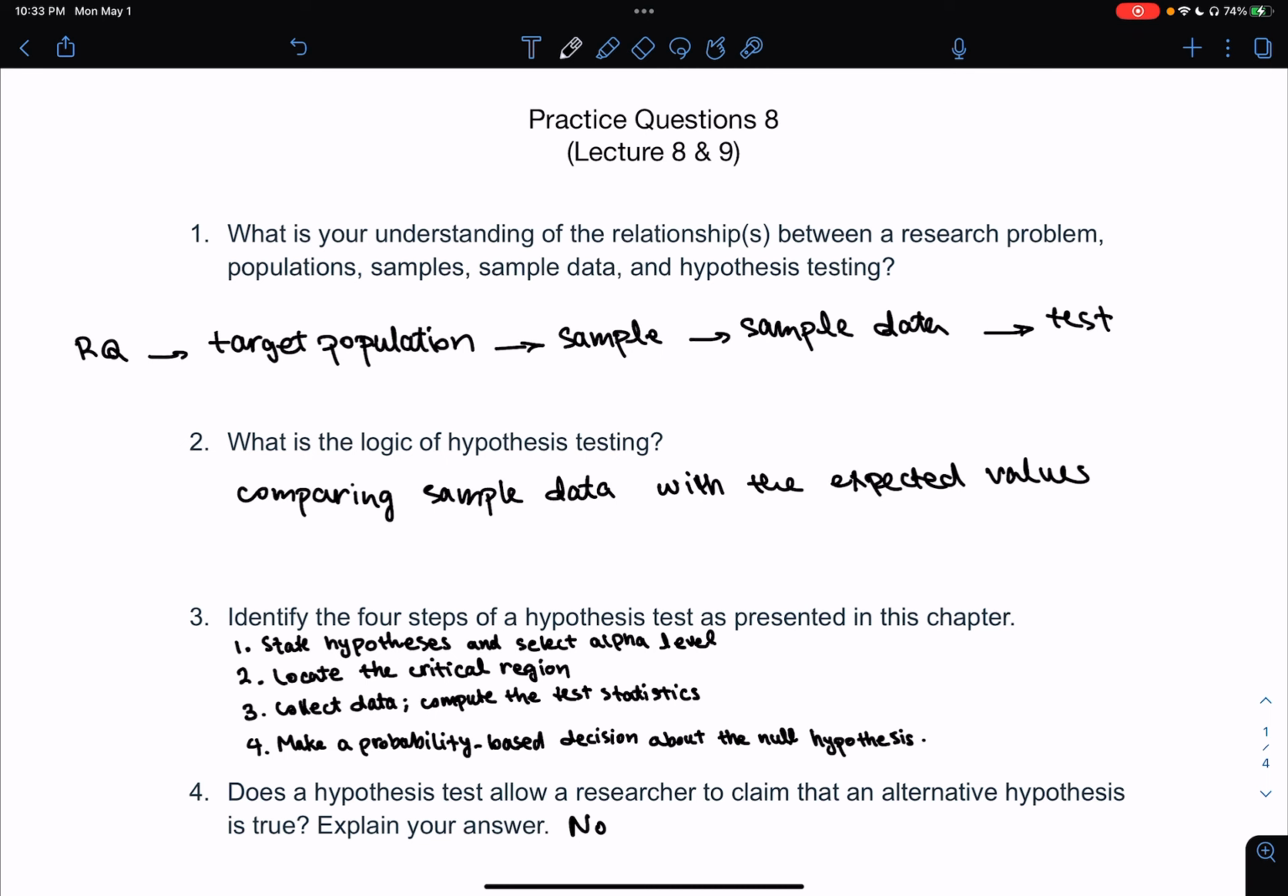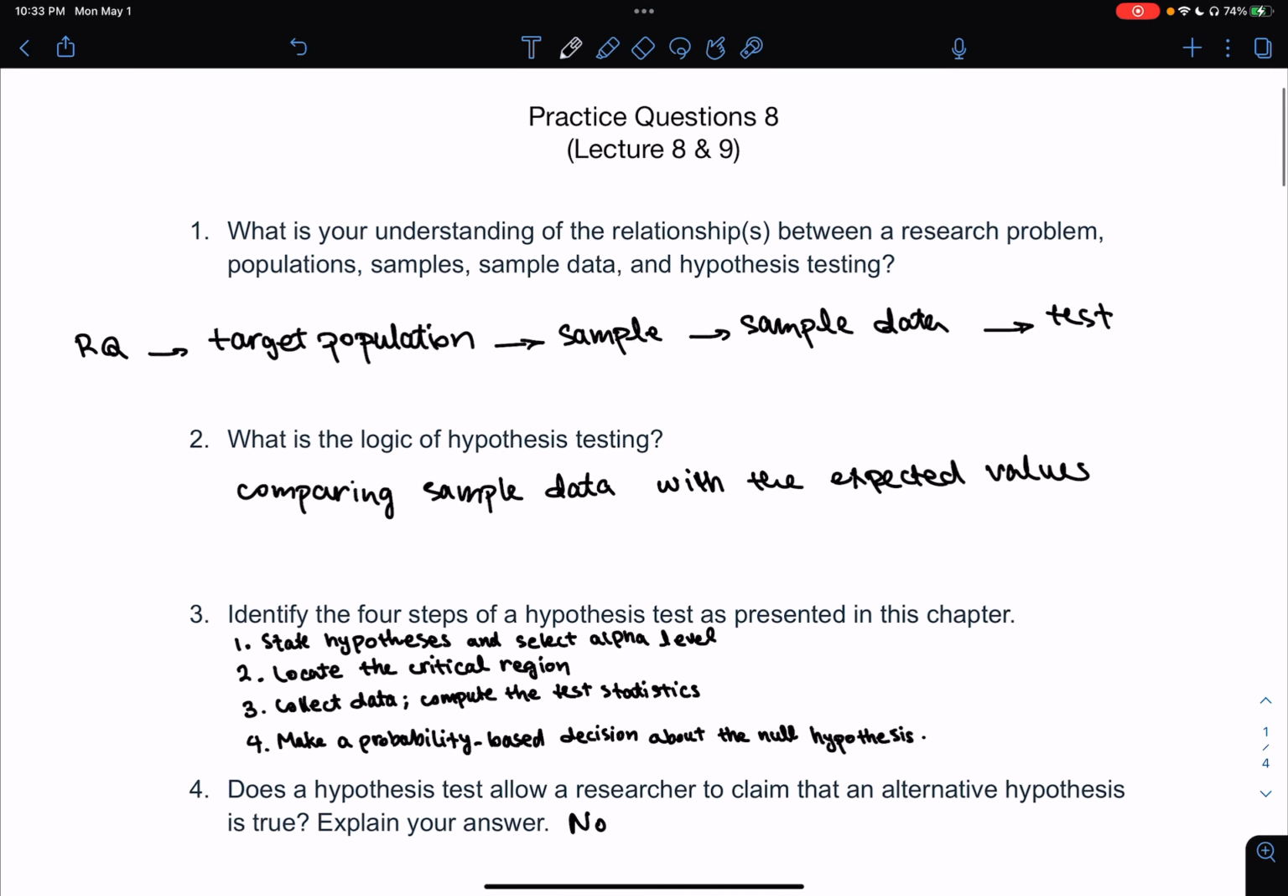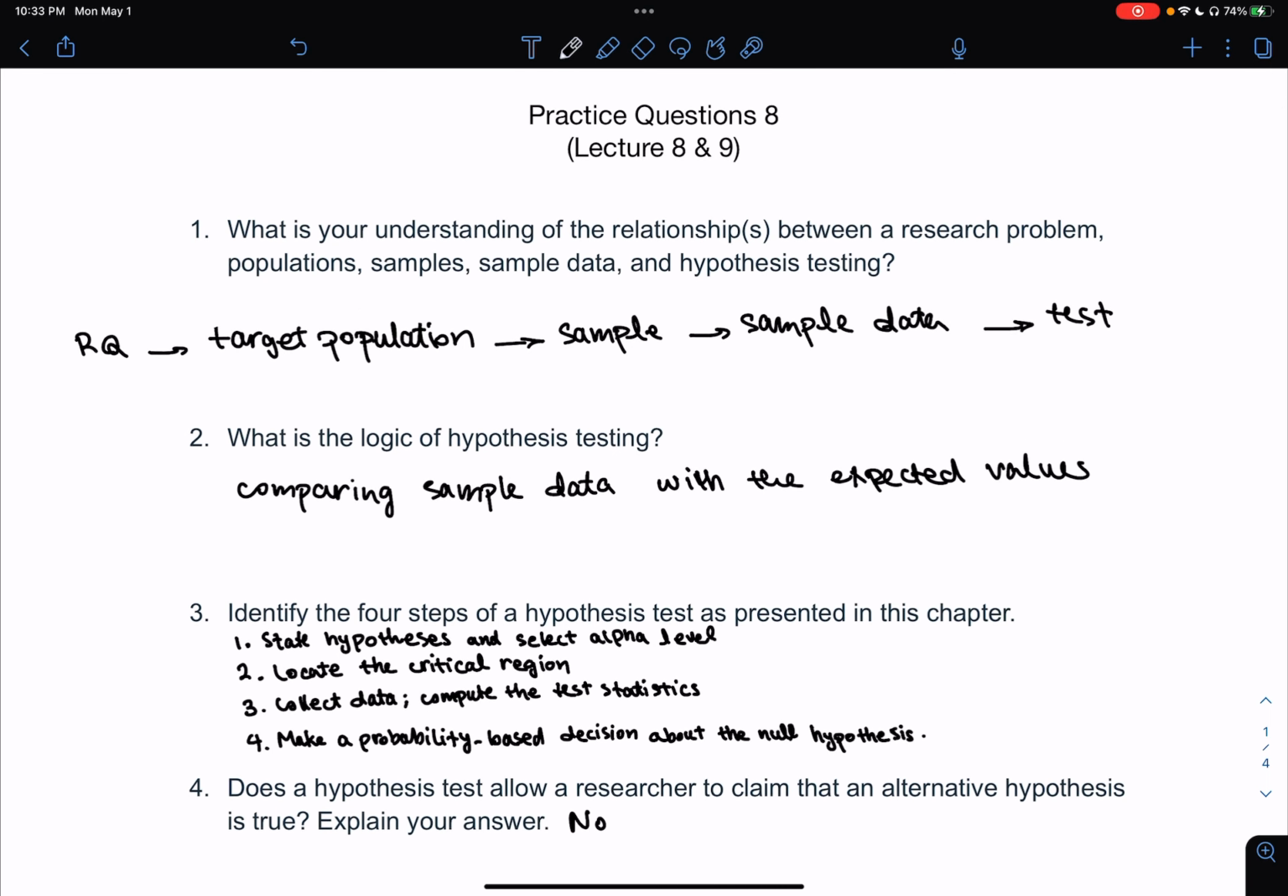I'm also, I think, trying a different orientation for the recording. So I've been doing a vertical recording. I'm trying the horizontal now. Maybe it will be easier to watch, but let me know if you prefer that one.